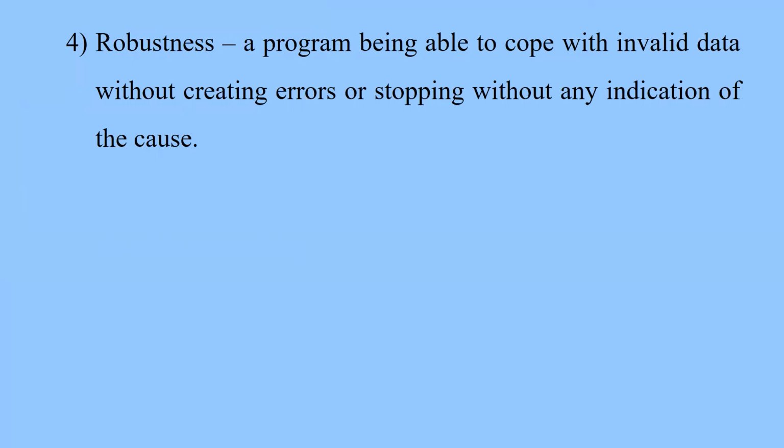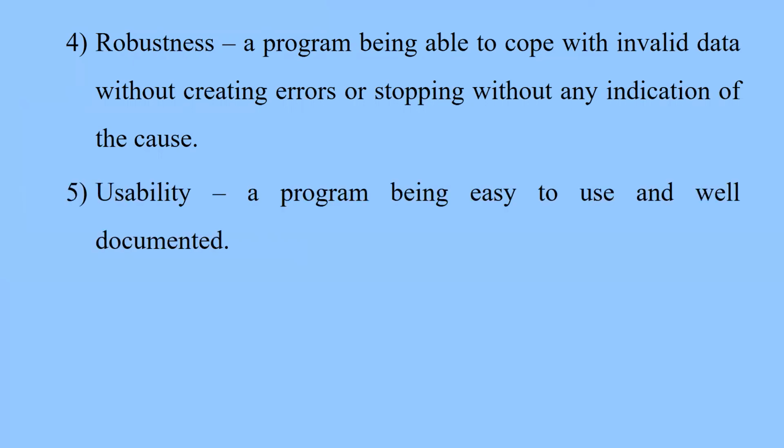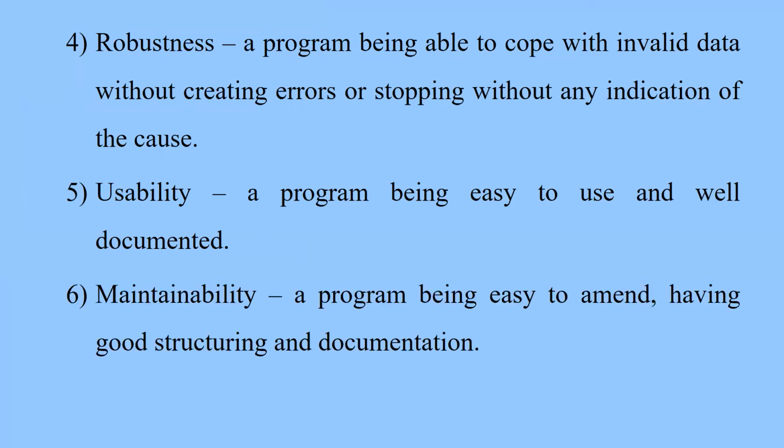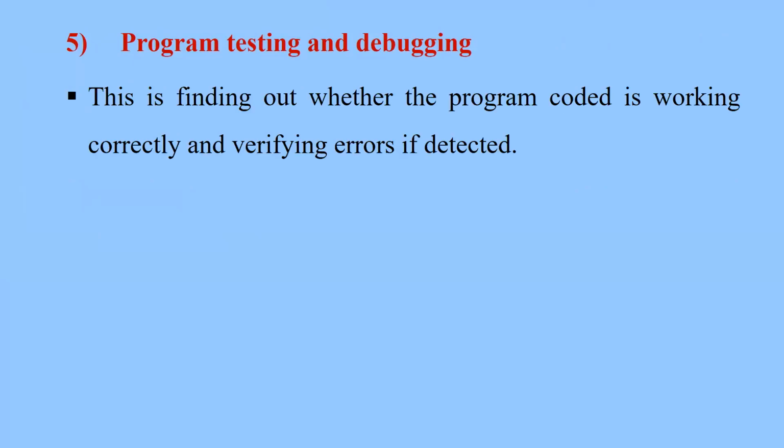That is called robustness. In addition, a good program should be easy to use and should be well documented. That is called usability. Also, a good program should be easy to amend. It should have good structure and documentation. That is called maintainability. Let's now look at the fifth step, which is program testing and debugging.